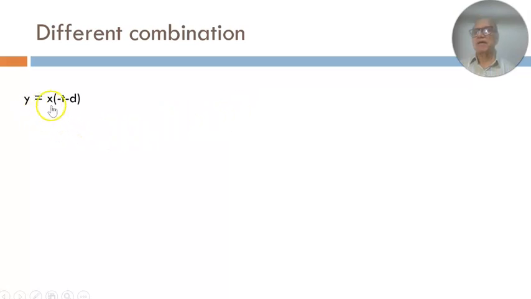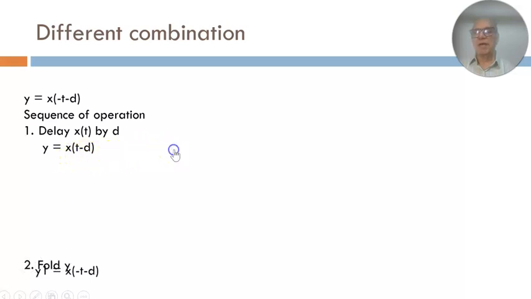So suppose we want y equal to x of minus t minus d. This is different than the previous case where we were obtaining x of minus t plus d. Okay. So one possible sequence of operation is like this, that you delay x(t) by d seconds. In that case, you will get y, which is x(t minus d), and then you perform the fold operation on y, which means the time reversal, time inverse, whatever way you call it. So this becomes x of minus t minus d. So that is the final result that you wanted. So you first delay and then fold.